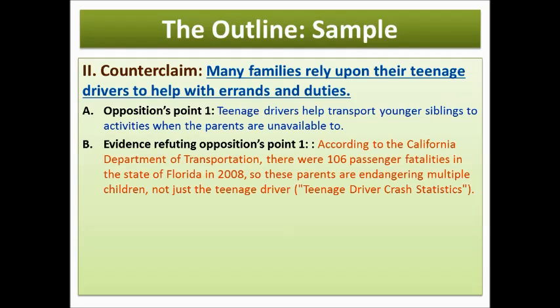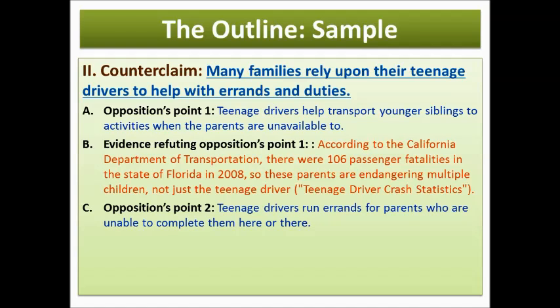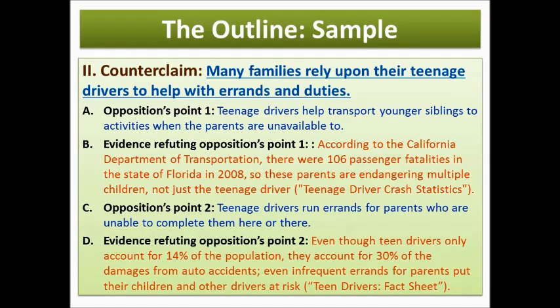Now here's where our job comes in as arguers. Our job is to provide evidence from our research refuting the opposition's point 1. So if you take a look at the words in red, according to the California Department of Transportation, there were 106 passenger fatalities in the state of Florida in 2008. So these parents are endangering multiple children, not just the teenage driver. You'll see that it ends with a proper MLA in-text citation, and that this bit of research refutes the statement made in 2A. The pattern repeats with 2C and 2D.